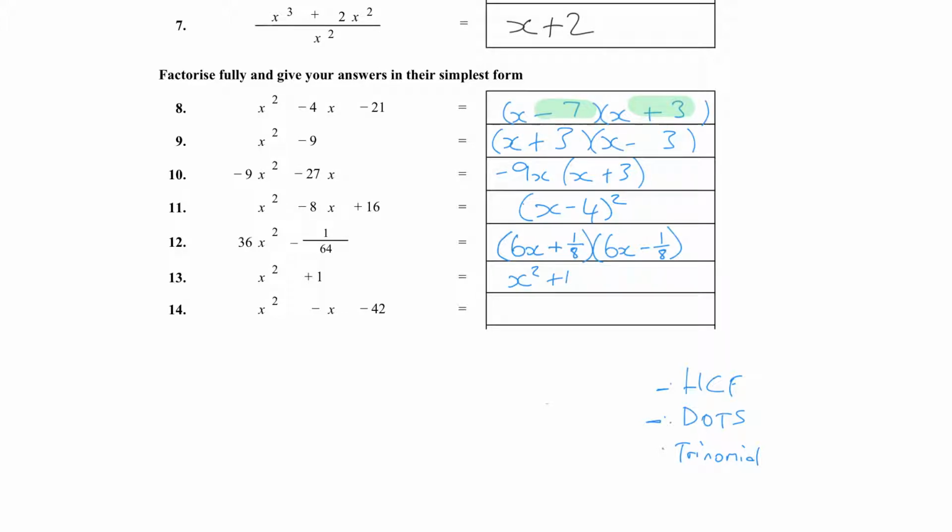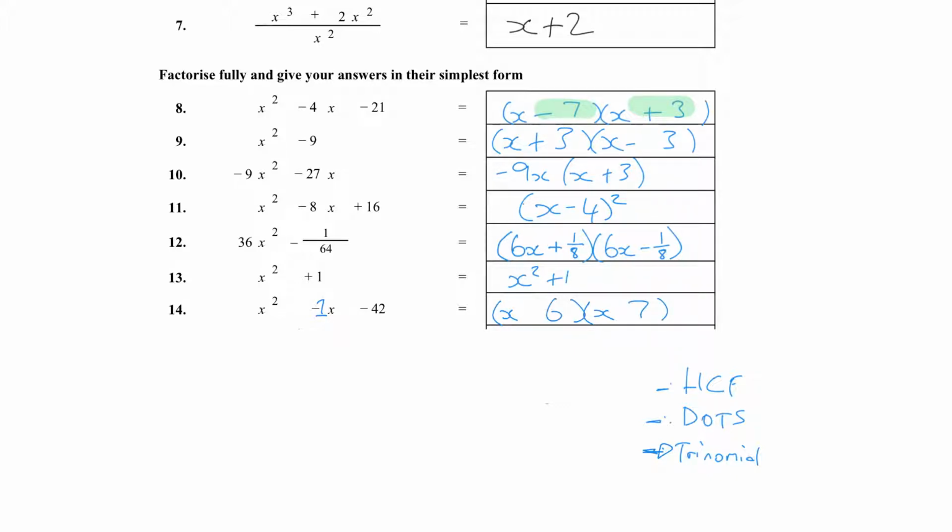Question 14. Okay, highest common factor is 1, not difference of 2 squareds. Yes, we're looking at our good old friend, the trinomial, which we factorize into a binomial times a binomial. X times x gives you x squared. Factors of 42, such that when you multiply them, you get 42, and when you add them, you get minus 1, because this is minus 1x. So we've got 6 and 7 sounds reasonable.